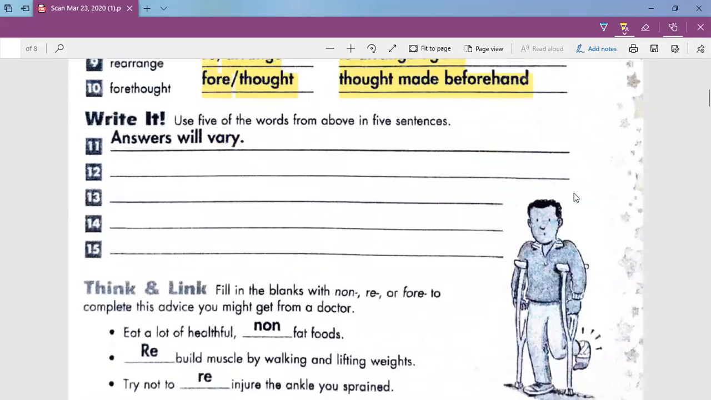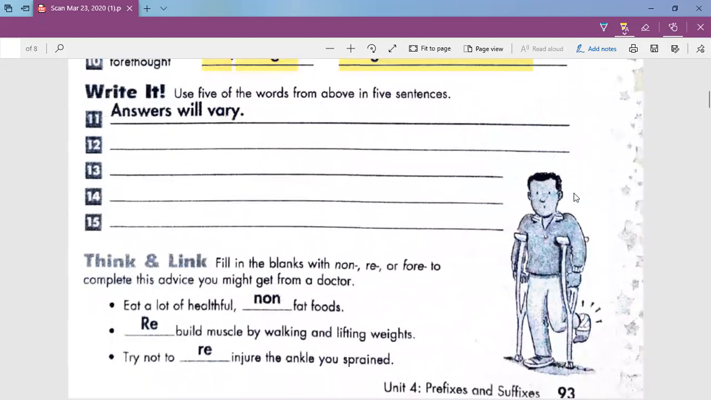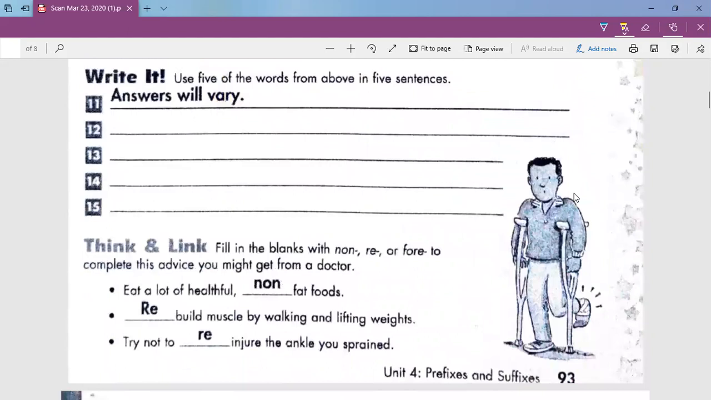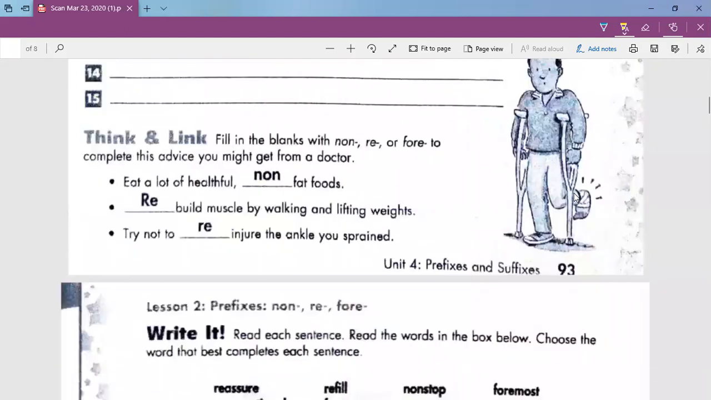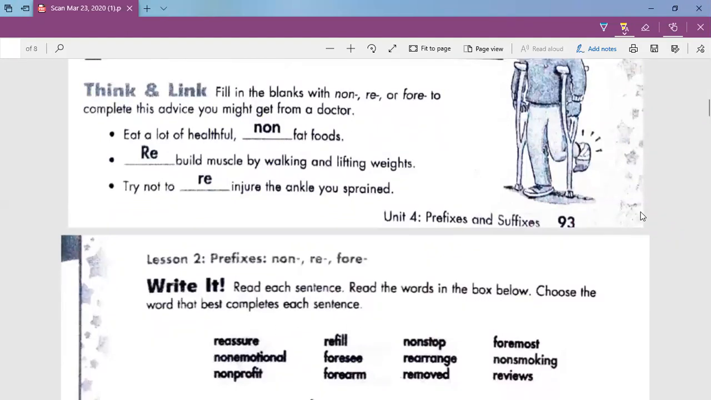Use 5 other words from above in 5 sentences. That is very personal, so I'm not going to ask you to give me the sentences that you actually wrote. Okay, no problem. So let's continue. Think and link. Fill in the blanks with non, re, or fore.